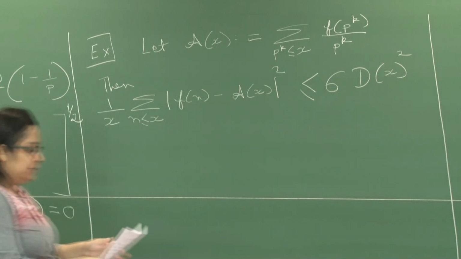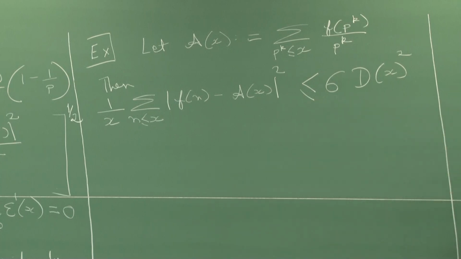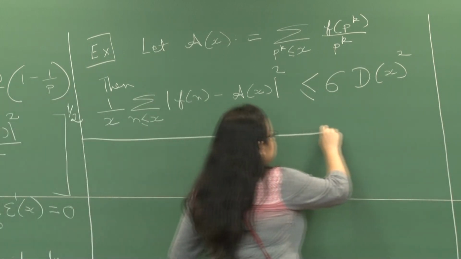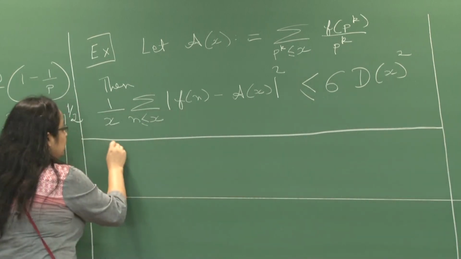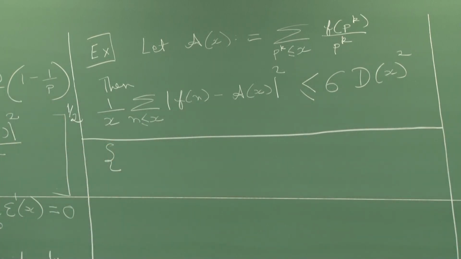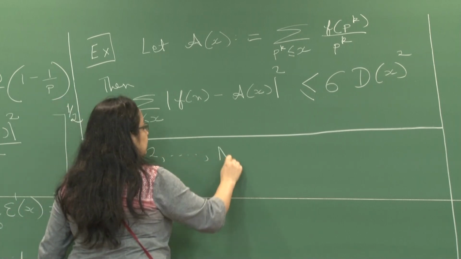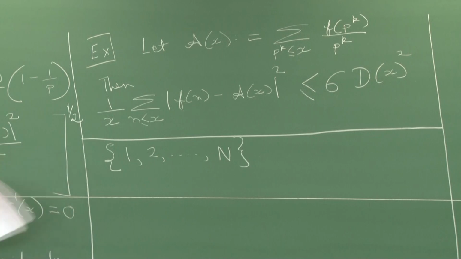Now let me give you some very interesting consequences of the Turan-Kubilius inequality. So let us do the following. As we know so far, our heuristic approach is to treat arithmetic functions as random variables on the probability space defined by the first capital N natural numbers, and then we see what happens as capital N goes to infinity. Now what we do is we partition this set into two parts.